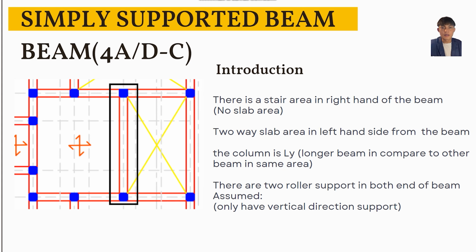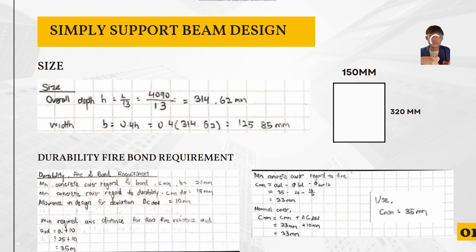The beam I select is beam 4A, stroke D to C. That is the picture that I cropped from the structural layout. So we can see clearly there is a stair area on the right hand side of the beam. That is the proof of the no slab area. Another slab is two-way on the left hand side of the beam. The column is LY. The beam is the longer beam compared to other beams in the same area. There are two roller supports at both ends of the beam, so we can assume that there is only vertical direction support.